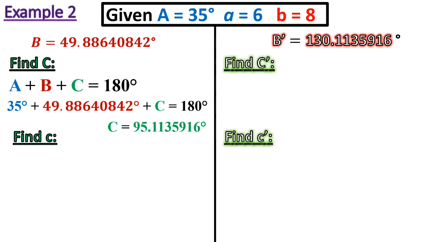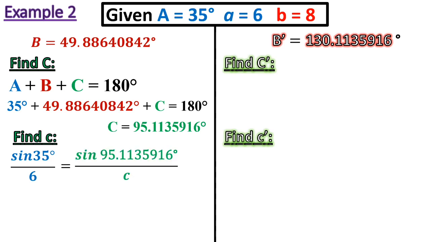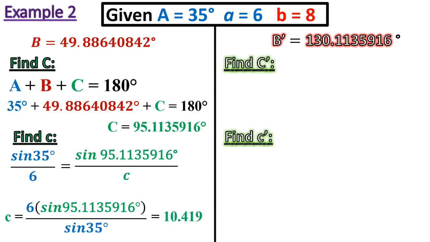Next, I can find side C. The sine of angle A over side A is equal to the sine of angle C over side C. Cross multiplying and dividing, I will find the answer to side C, which is about 10.419. It is very important that when we found angle C above, that we used as many decimal places as we could. If you round a number that you are going to reuse, your final answer will be off by even more.